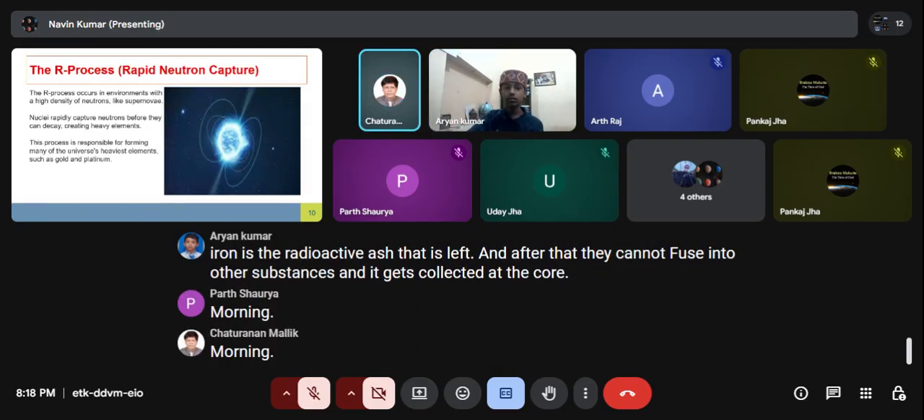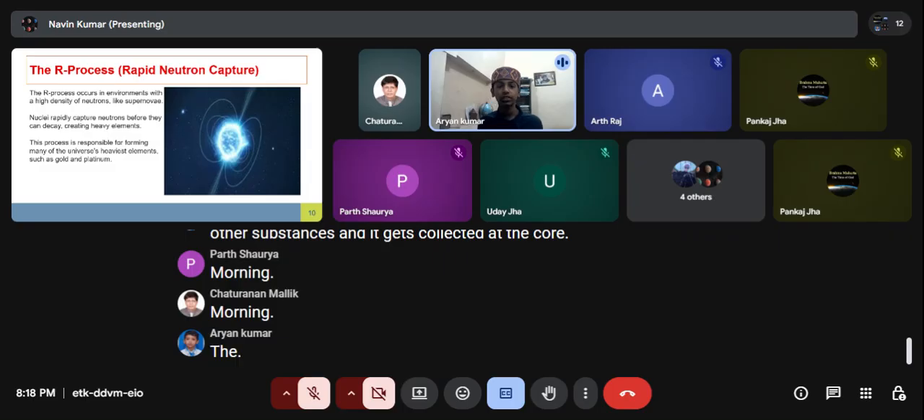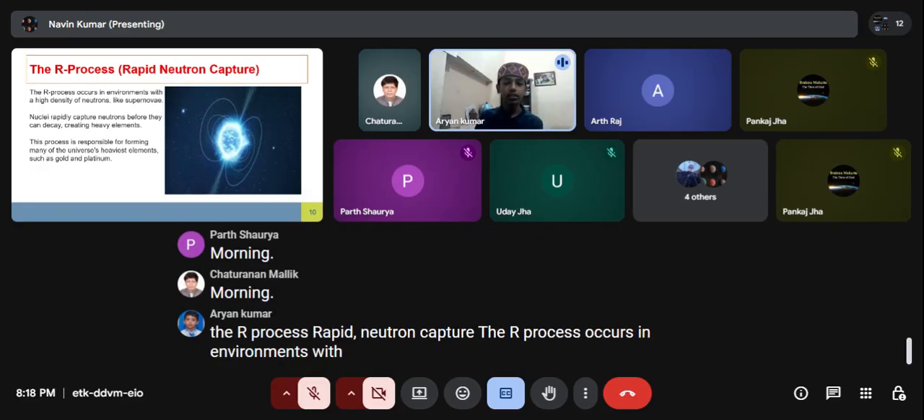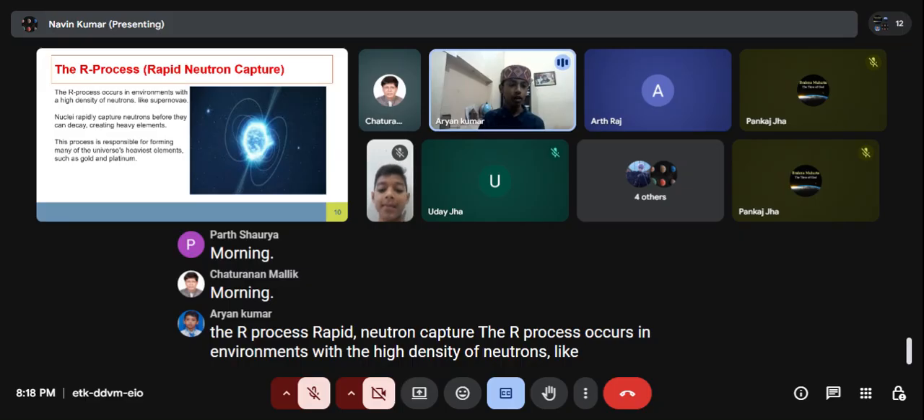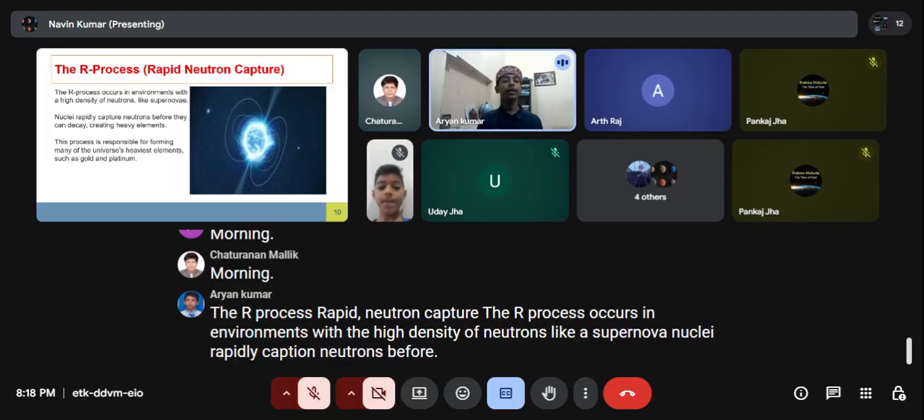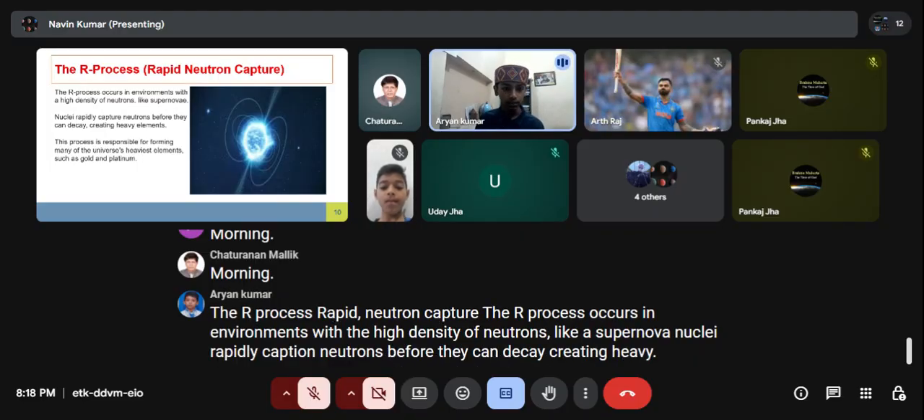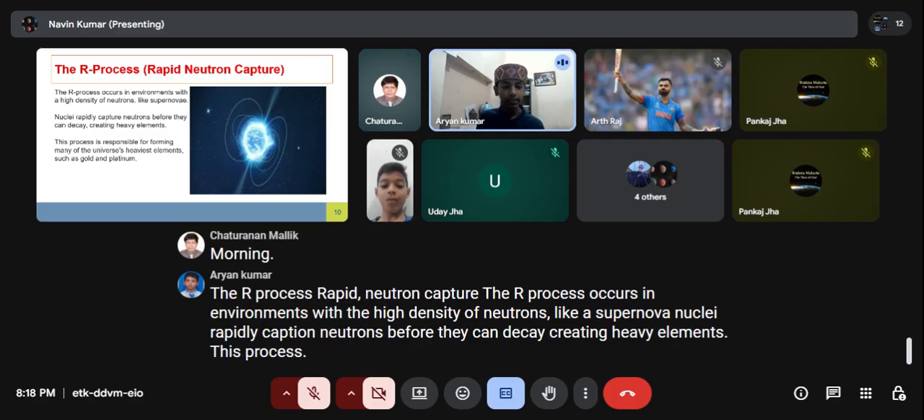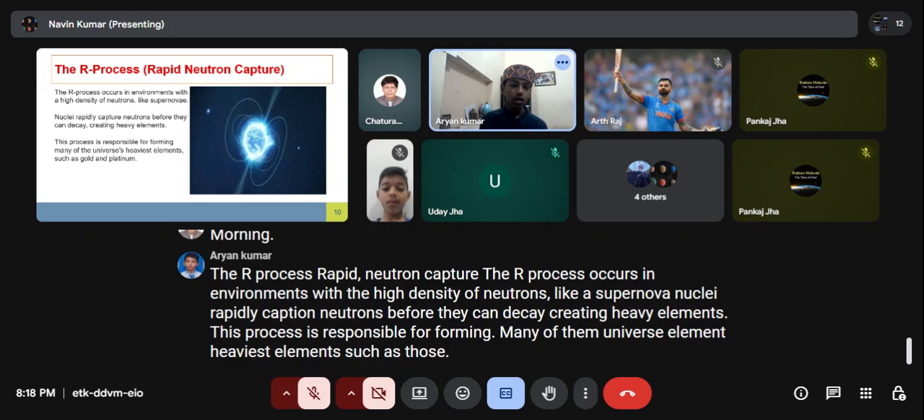Good morning. The R process, rapid neutron capture. The R process occurs in environments with a high density of neutrons, like a supernova. Nuclei rapidly capture neutrons before they can decay, creating heavy elements. This process is responsible for forming many of the universe's heaviest elements, such as gold and platinum.